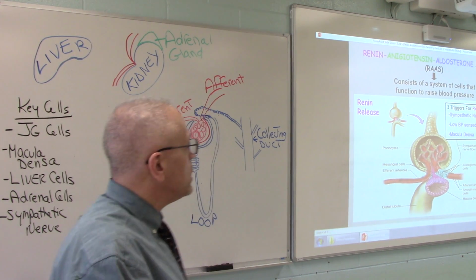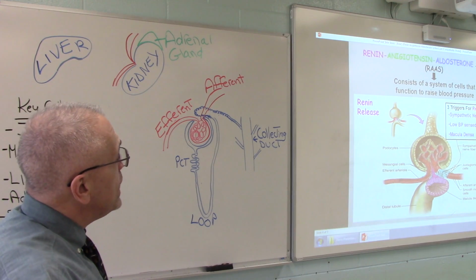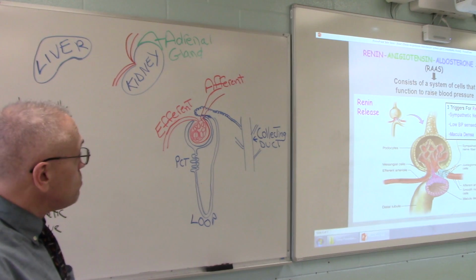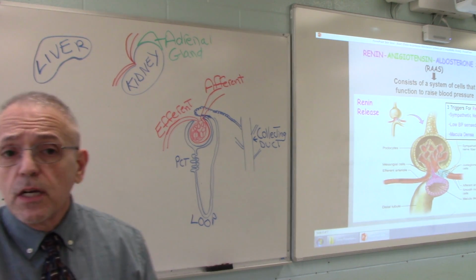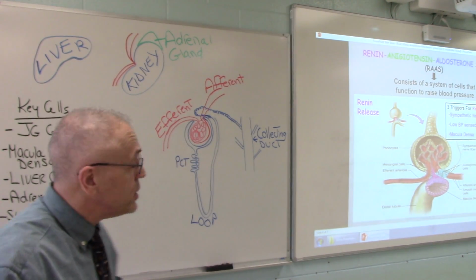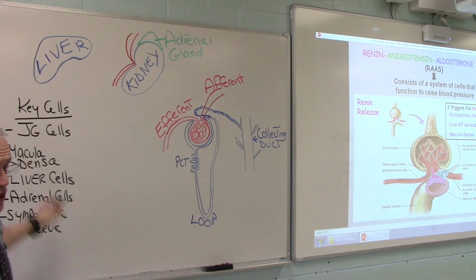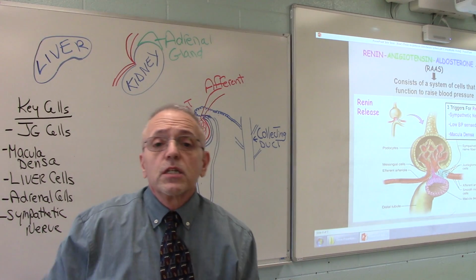So let's take a look at this RAAS. As I said, RAAS stands for Renin-Angiotensin-Aldosterone system. And there are a couple of key cells that are players in this system. So let's take a look at it. The first up is JG cells. JG cells stands for juxtaglomerular.